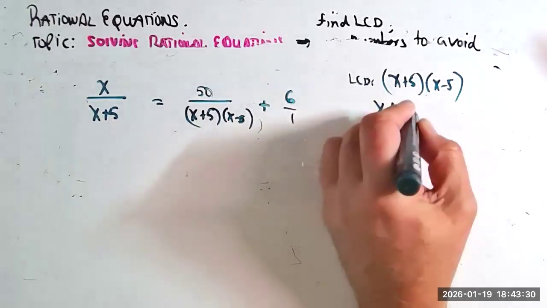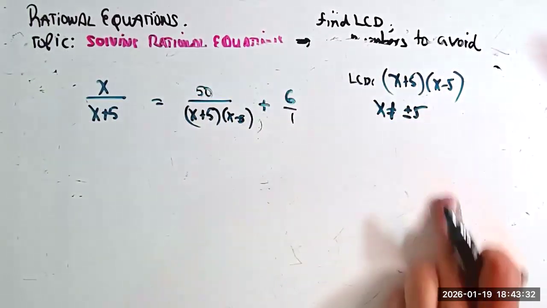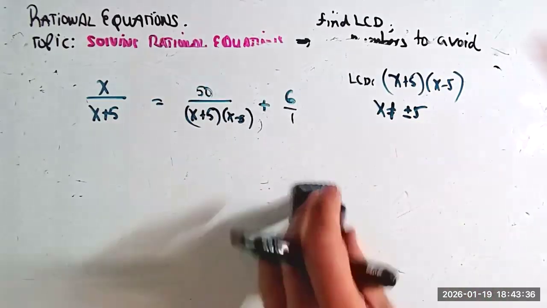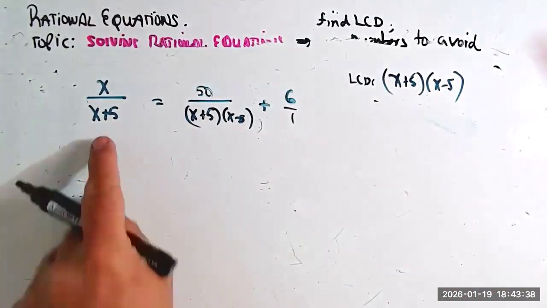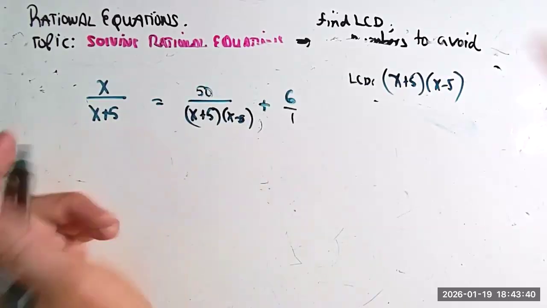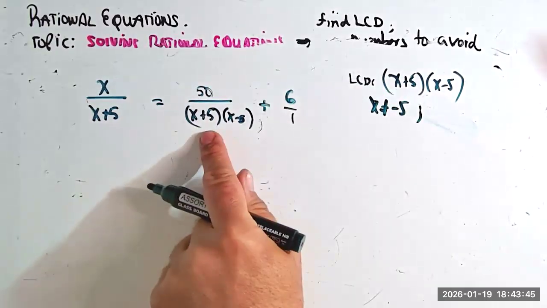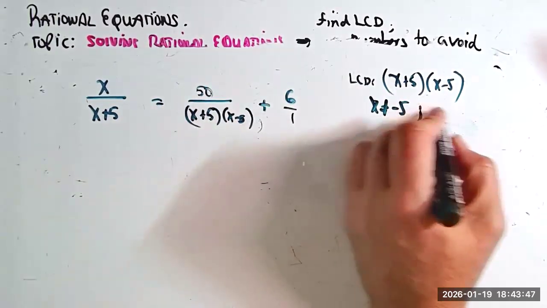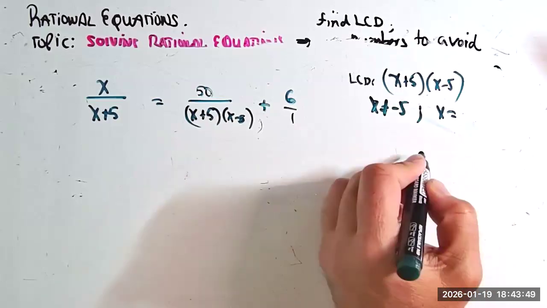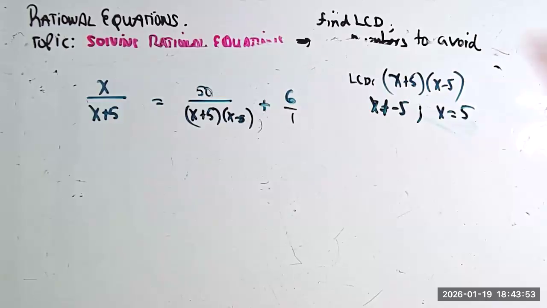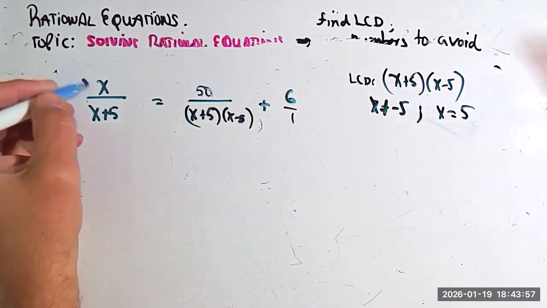Notice that x cannot be 5, it cannot be negative 5. Let me just write it properly. I need to avoid negative 5 here because negative 5 plus 5 is 0, so x cannot be negative 5. And 5 minus 5 is 0, so x cannot be 5. Okay. So let's, as always, multiply by the least common denominator.